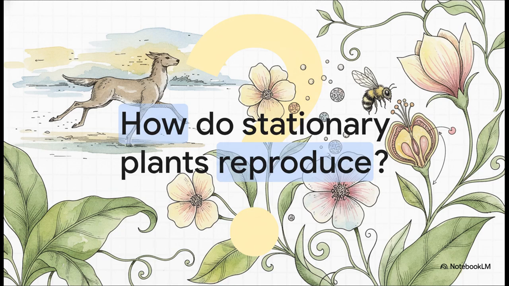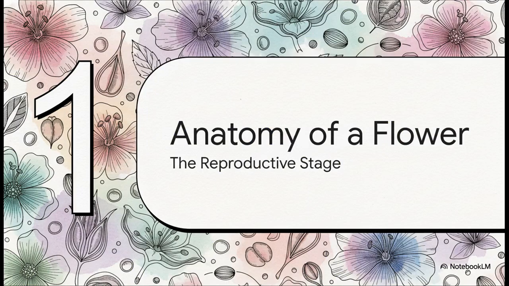So let's start with a massive evolutionary puzzle, right? Think about it. If you're an animal, you can just roam around to find a mate. But how do completely stationary organisms, plants rooted firmly into the ground, manage the incredibly dynamic feat of sexual reproduction? Well, it turns out plants have engineered some of the most ingenious biological mechanisms on Earth to solve this exact problem. Section 1. Anatomy of a flower, the reproductive stage.